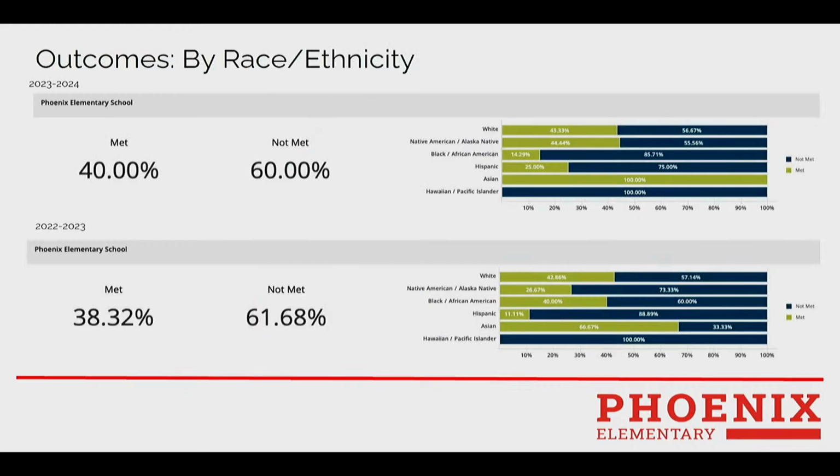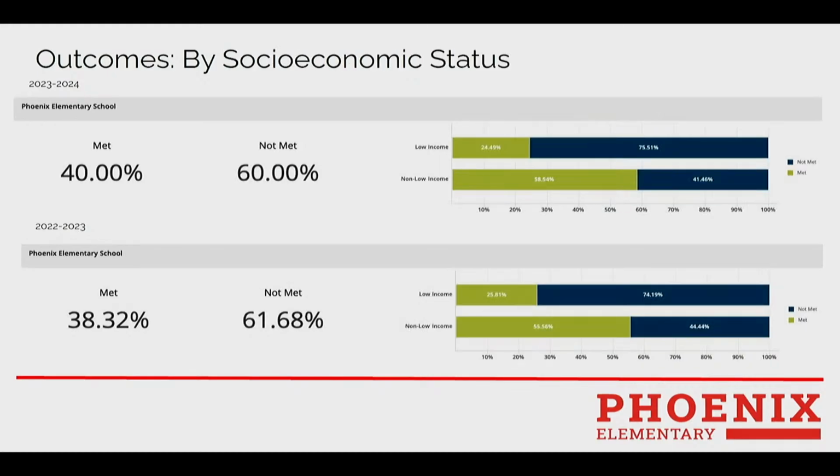The next slides you'll see are broken down by some categories that we think are obviously very important. You'll see the race and ethnicity category. Just a reminder too that this is pretty raw data and we're still analyzing the data in all these areas. Then you'll take a look at our socioeconomic status.